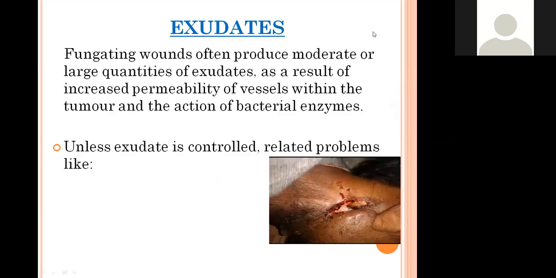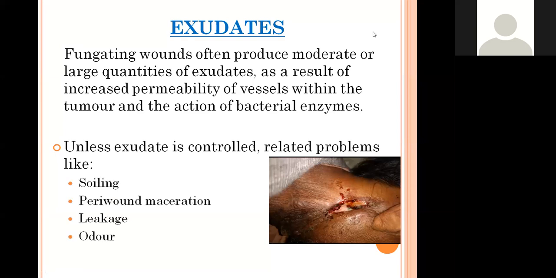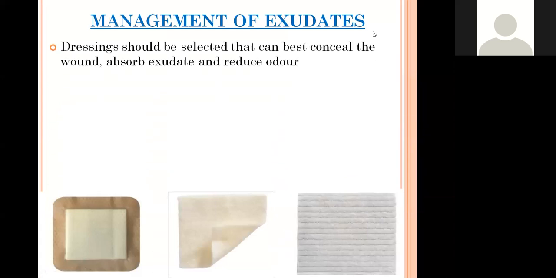So coming to exudates, the fungating wound often produces moderate or large quantities of exudates as a result of increased permeability of vessels within the tumor and because of the action of the bacterial enzymes. So unless exudate is controlled, related problems like soiling, peri-wound maceration, leakage, and odor will not be effectively managed. So dressings should be selected that can best conceal the wound, absorb exudate, and reduce odor.